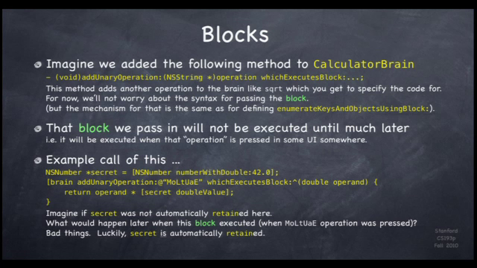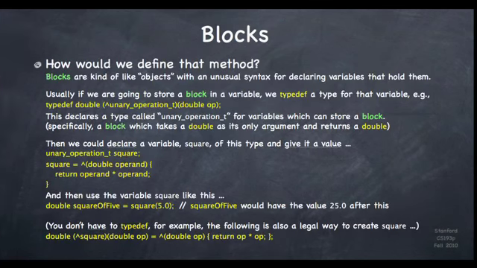Okay, now that block, that line of code, return operand times secret double value, that's not going to get executed right now. That's not going to get executed until later when someone calls perform operation with Multituae, right? When they call perform operation with that, it's going to execute this block of code. So we better have secret staying around till then. That's why secret gets retained. Okay? So how would we define this magic method, add unary operation?